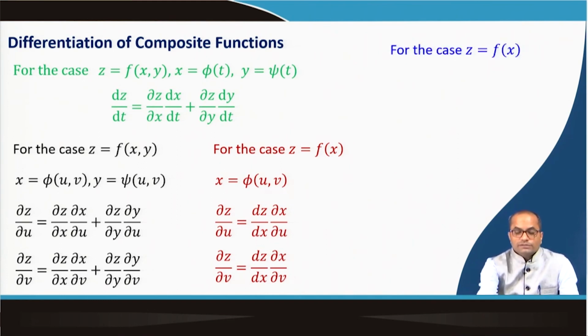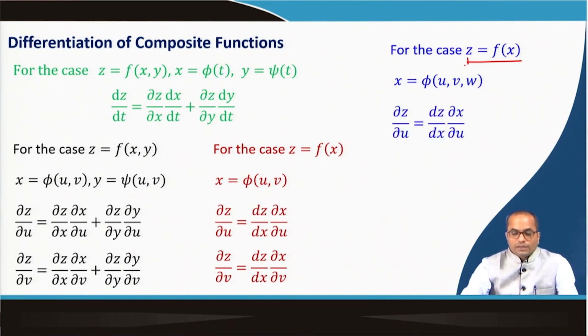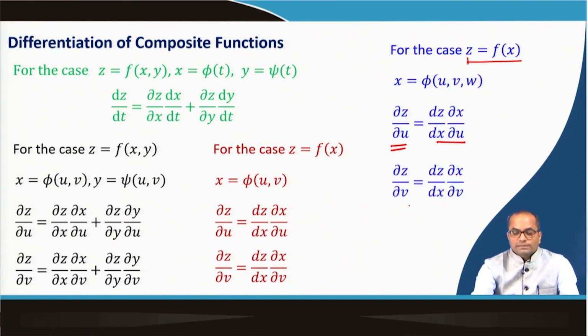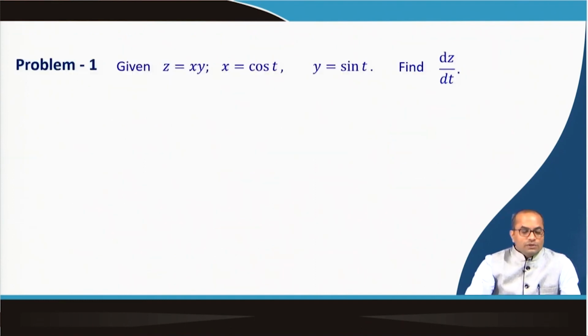Similarly, we may have the situation that z is equal to f of x, y and x is a function of three variables u, v and w. In that case also we can compute the partial derivative of z with respect to u, the partial derivative of z with respect to v, and the partial derivative of z with respect to w. So, del z over del u, then similarly del z over del v, del z over del w. Well, let us just go through the problem here.